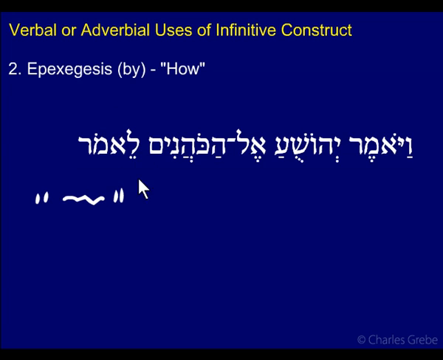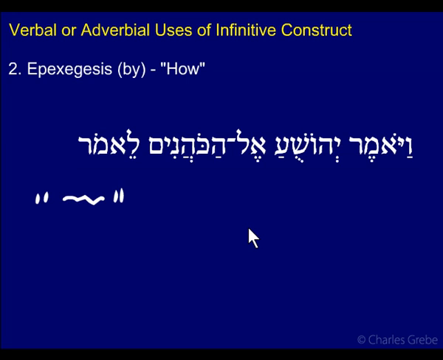So you don't need to translate this in English. It can also follow words of thinking or praying. Joshua prayed, and then they'll have lemor somewhere, and that'll give the content of his prayer, or Joshua thought, something like that. So this is an epexegetical use because it's explaining the manner. But it's also just a unique thing that you need to know because it's so common.